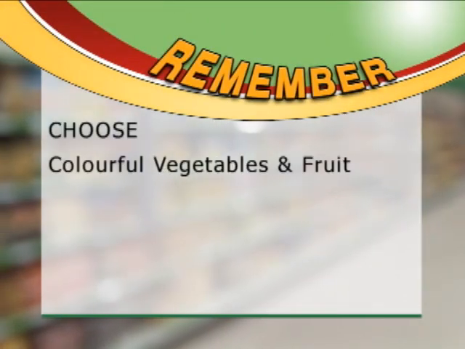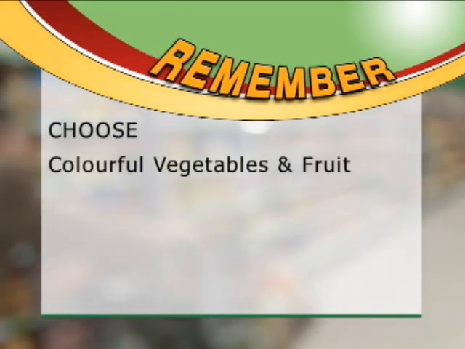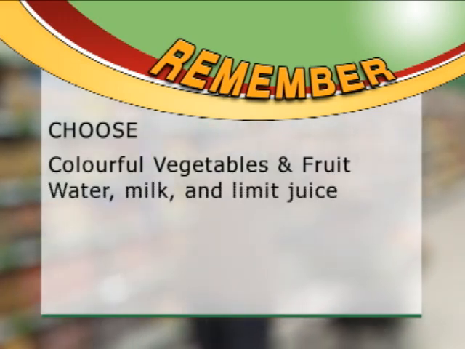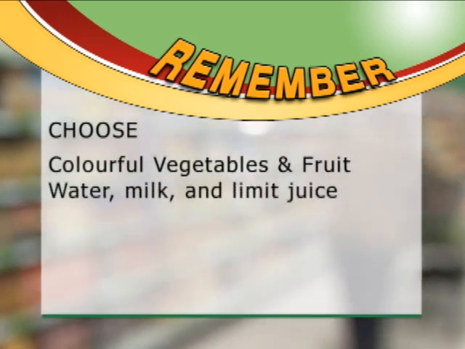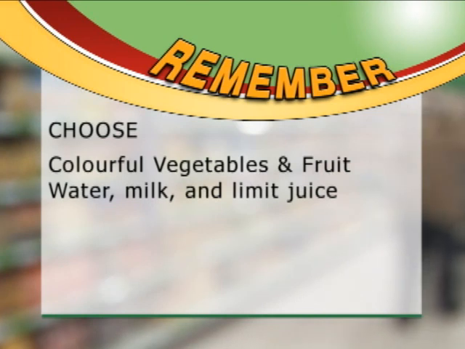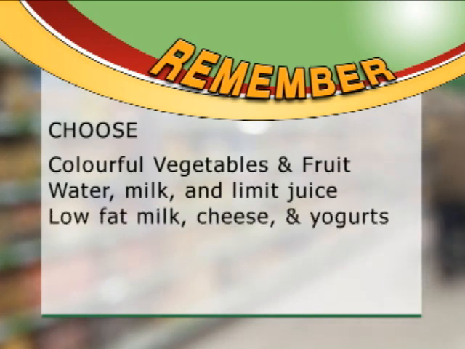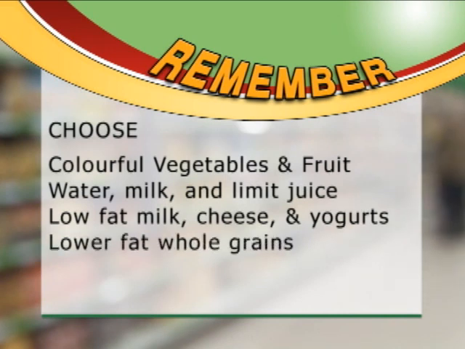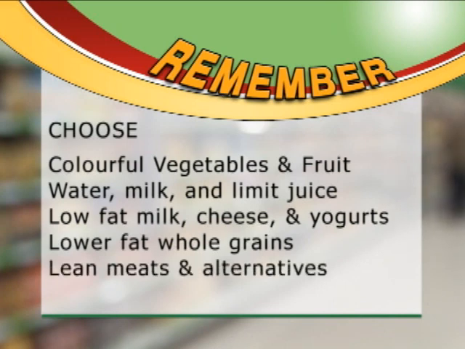Well, it seems our worldly adventures are coming to an end, so let's recap. Choose colorful fruits and vegetables, fresh, frozen, or canned. For drinks, choose water, milk, and a limited amount of 100% fruit or vegetable juice. Choose lower fat milk, cheese, and yogurts as a source of calcium. For grains, look for low-fat whole grains. For meats and alternatives, choose a variety: beans, lentils, tofu, fish and lean meats, poultry, nuts, and eggs.